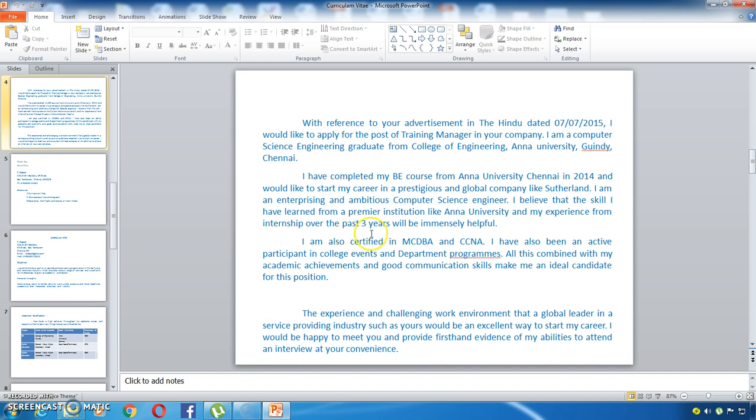I believe that the skill that I have learned from a premier institution like Anna University and my experience from internship over the past 2 years will be immensely helpful. And you have to write about the things that you have done in the college, what kind of leadership or qualities that you possess, right? So here it is, I am also certified in MCD, BA and CCM, the certificates that you have received. And I have also been an active participant in college events and department programs.